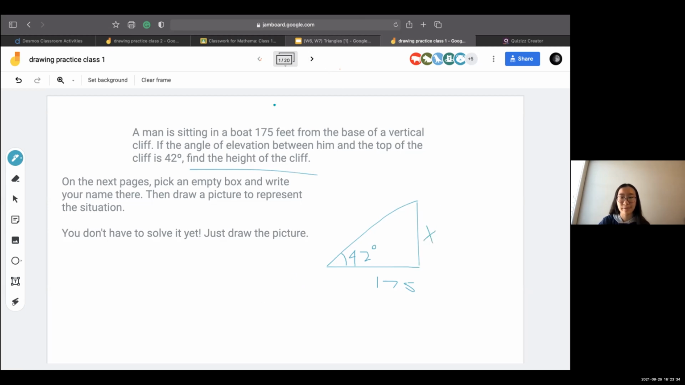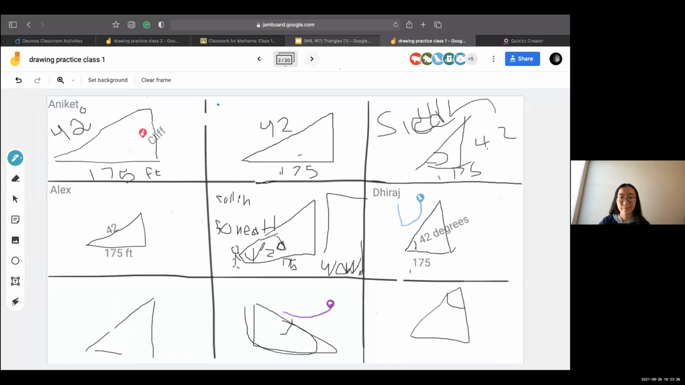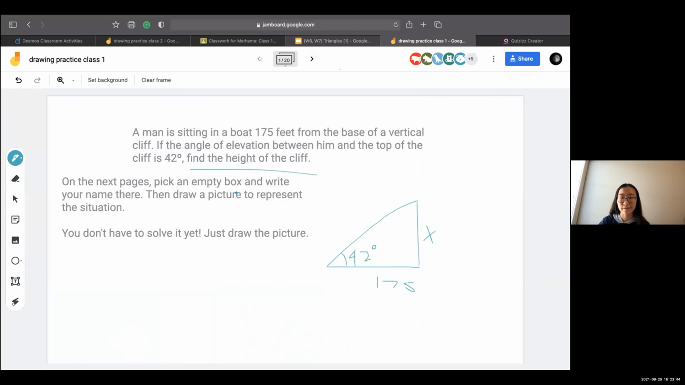And then we would use a trigonometric ratio. Okay, so it looks like a lot of you got your pictures right. Make sure for 42, you write that as an angle, not as a side length, because it's the angle of elevation. So that should be right here.